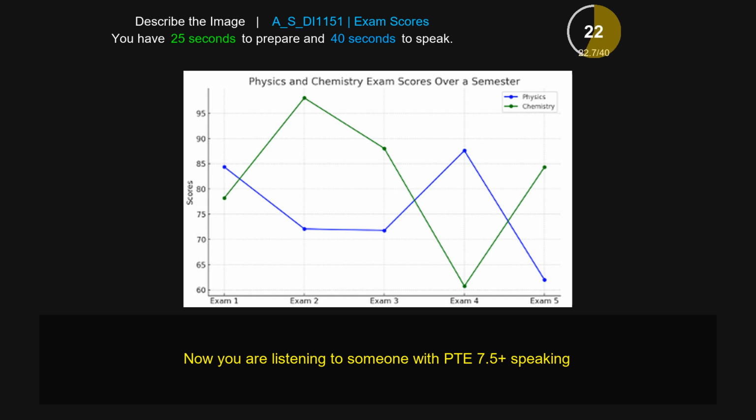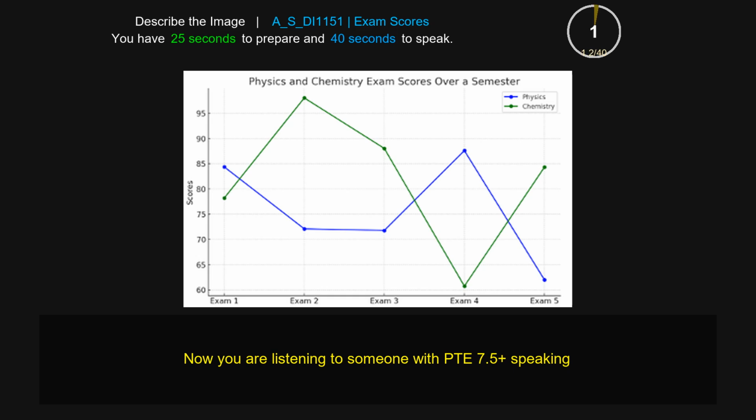Meanwhile, for the physics exam, they have the highest during exam 4, in which they garnered up to 90. The lowest one for the chemistry is on exam 5, in which they only got 60%. Overall, this is a graph showing the physics and chemistry exam scores over a semester.